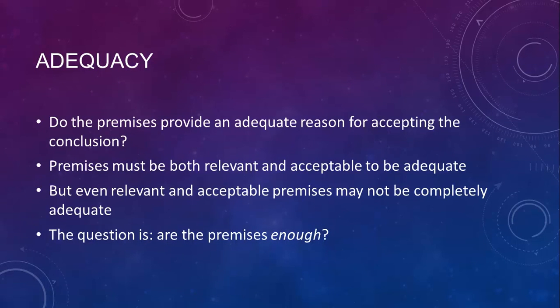So do the premises provide an adequate reason for accepting the conclusion? Adequacy is the goal here. A good argument is adequate to establish its conclusion, at least somewhat. Premises need to be both relevant and acceptable to be adequate. But even relevant and acceptable premises might not be completely adequate.